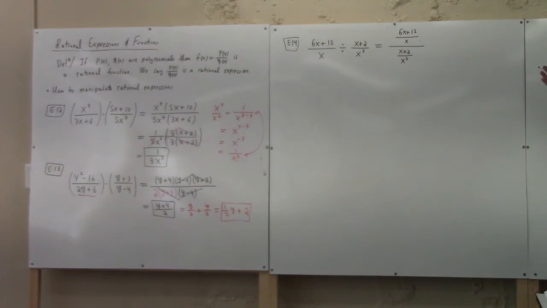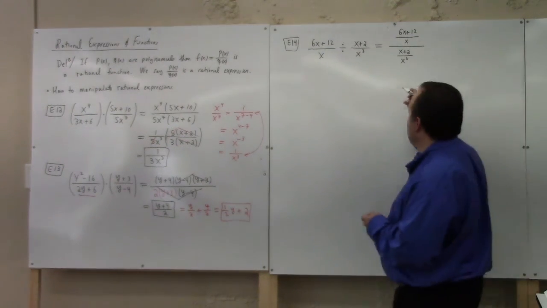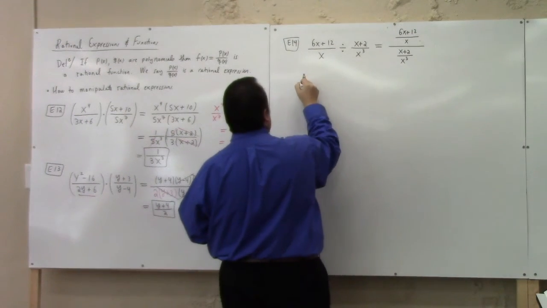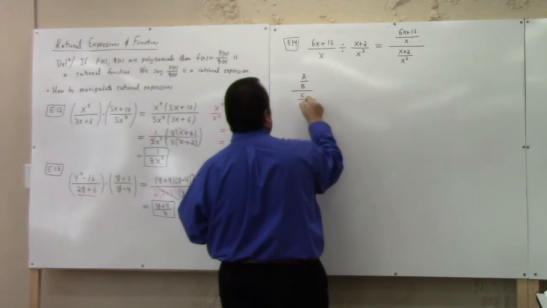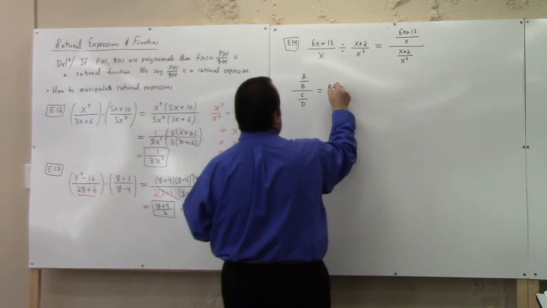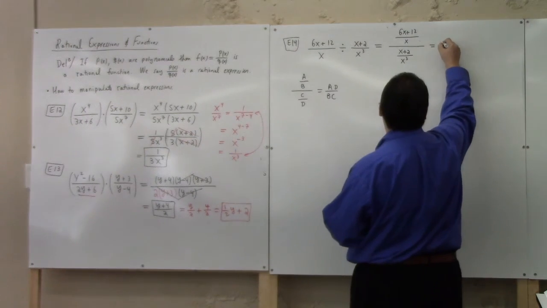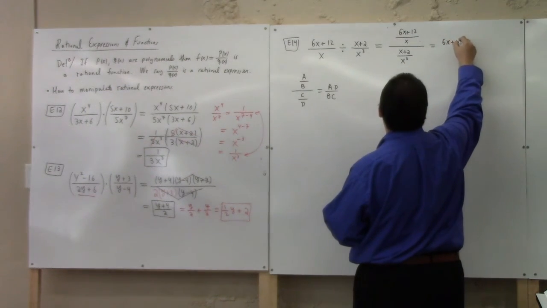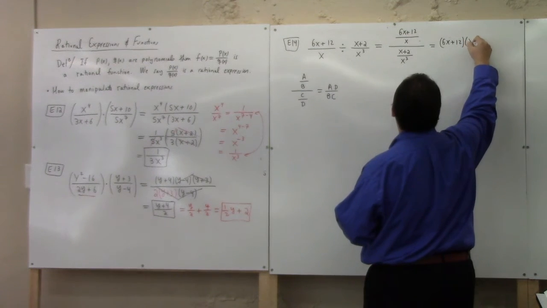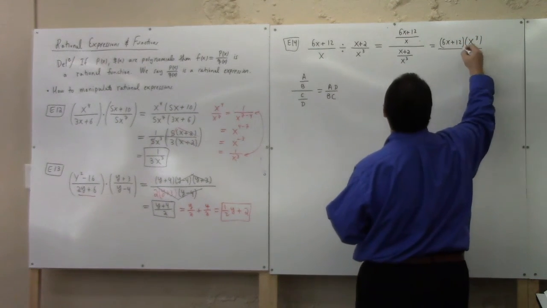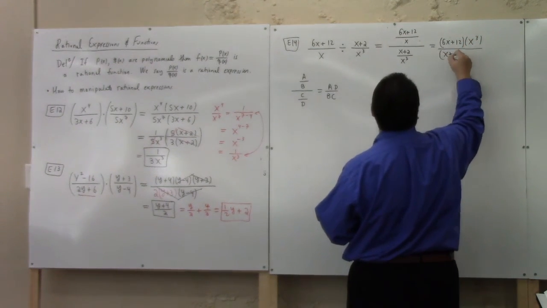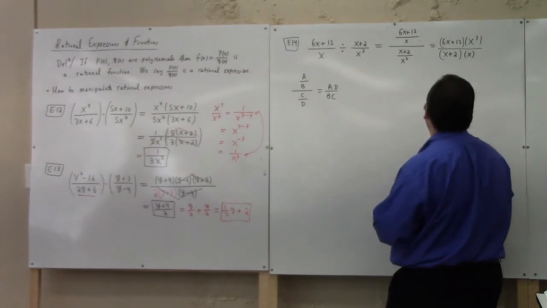Now, how do we work this problem? Remember a thing I wrote about A, B, C, D earlier? So we use that pattern. A over B over C over D is AD over BC. So this is just 6x plus 12 times x cubed divided by x plus 2 times x.